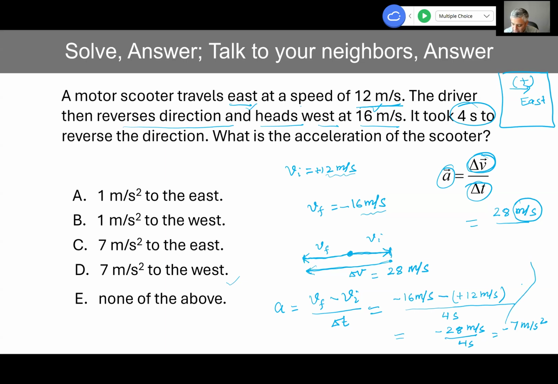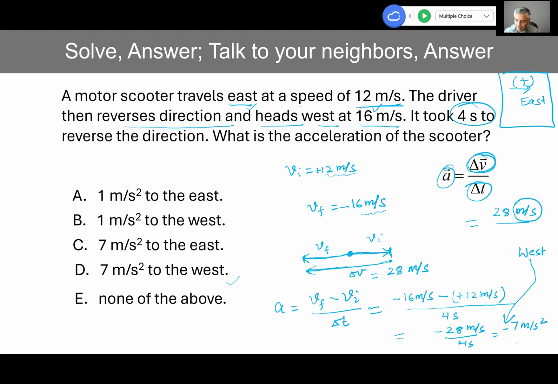And what does this negative sign mean? Since positive is east, negative must be west. Exactly. Okay. So that is west. See, either way, we are getting the same answer, as it should be. How we do it shouldn't affect the answer. Physics is always the same. Okay. The method may be different. As long as we are following the correct method, we should be able to do it.